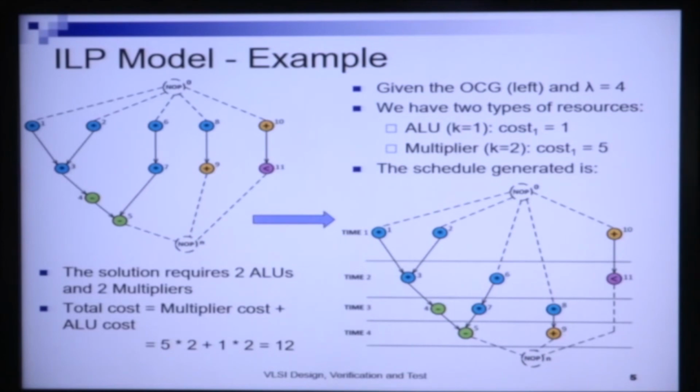So, what is the cost? Let us say I require 2 ALUs and 2 multipliers. The total cost will be the total multiplier cost plus the total ALU cost. So what will be the total area cost of the circuit? 5 is the cost of one instance of the multiplier. I have two multipliers, so the total cost is 10, and 1 is the area cost of the ALU. I have two ALUs, so 2 is the total ALU cost. So the total area cost of the circuit becomes 12.